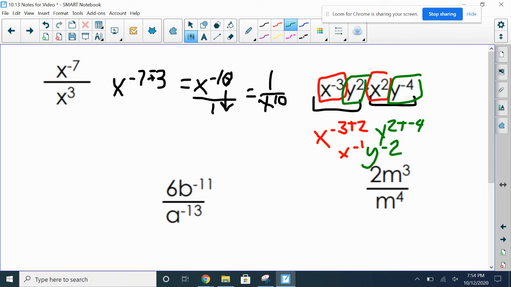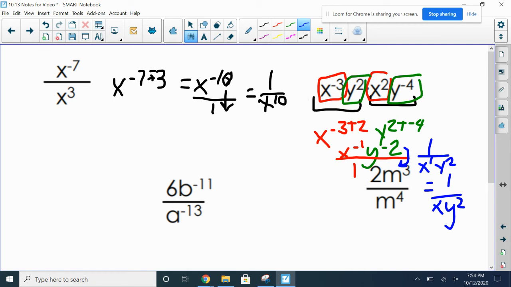And our last step, we have two negatives up top. In order to change the sign, we need to switch them from top to bottom or bottom to top. In this case, they're at the top, so we're going to move them to the bottom. So we're going to have 1 over x to the 1, y squared. And if we wanted to go ahead and drop that 1, we could. We could just say it's 1 over xy squared.